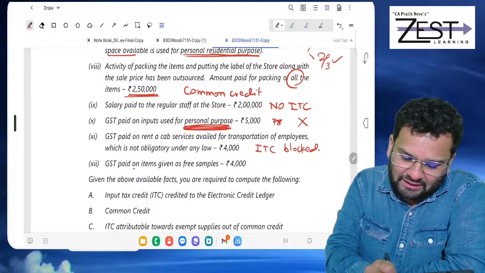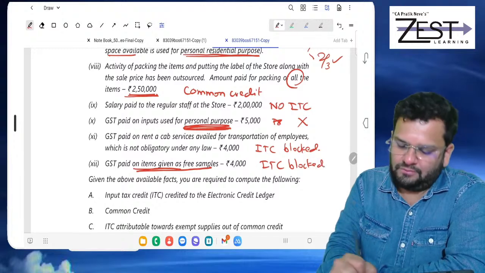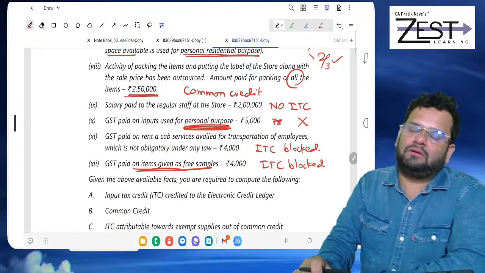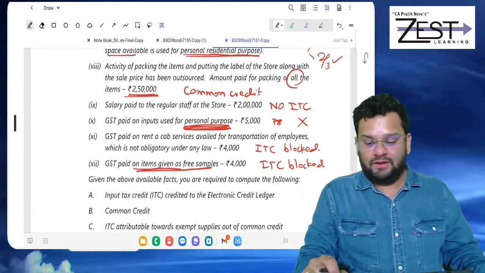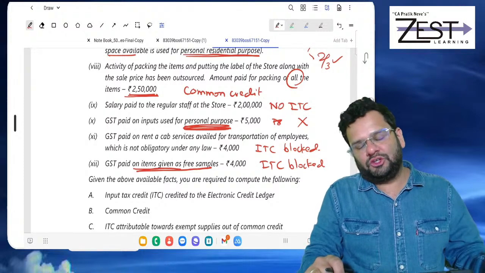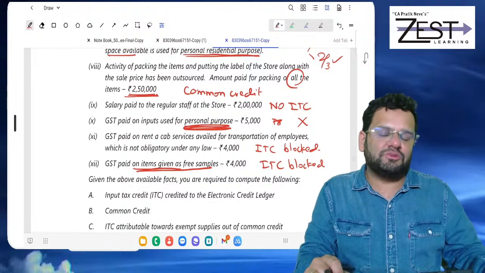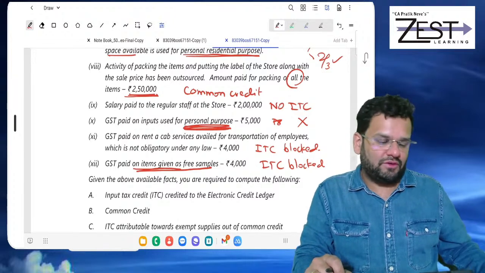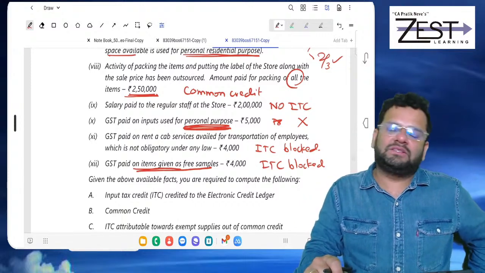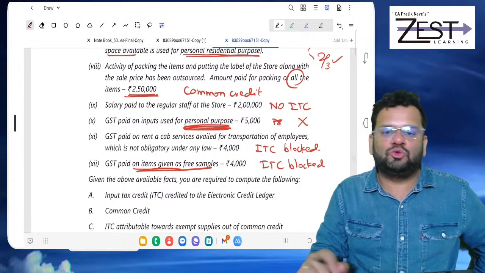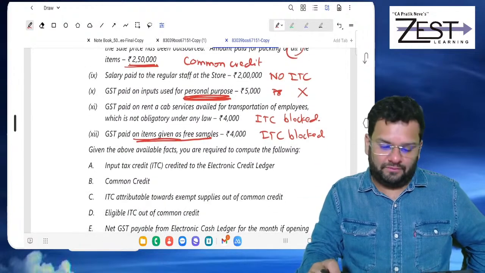GST paid on items given as free samples. You all know ITC is blocked. In short, Ashima and Mahalakshmi and all my recorded batch students, what you should understand. In last question, it was given to you what is the ITC which is ineligible as per 17(5). What is ITC used for entirely taxable supply? What is the ITC of goods in personal use? But here you are going to find it out.